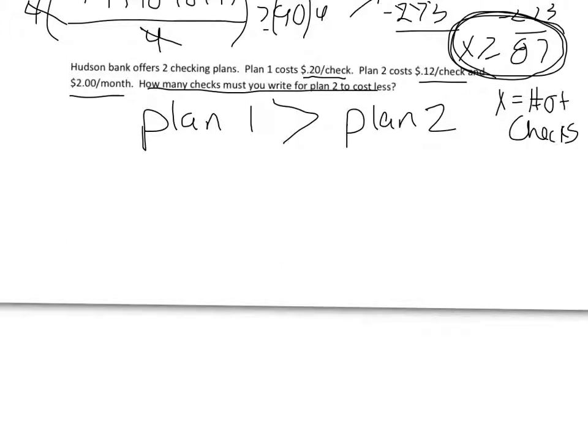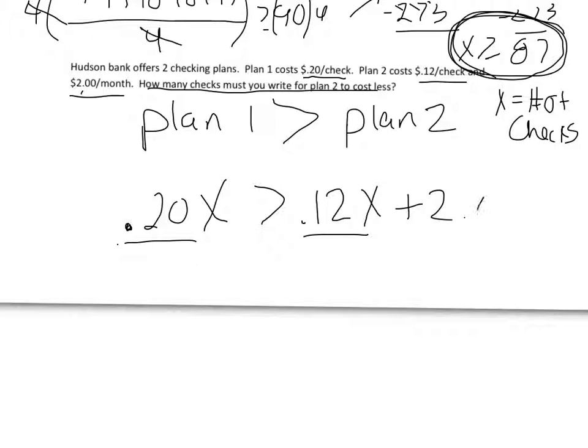Okay, so plan 1 is 20 cents a check, so you can say 0.20x. That's how much it's going to cost. Plan 2 is 12 cents a check, so 0.12x. And notice, this is in dollars and this is in dollars, and I'm doing that because we're adding $2 to this. So we want to make sure that we're all in the same type of currency. If we would put 20x over here, we would have been in cents, but I put 0.2, so we're in dollars. So now we're solving this inequality. This is the cost of plan 1. This is the cost of plan 2. We're trying to find what values of x will make that plan 2 less.